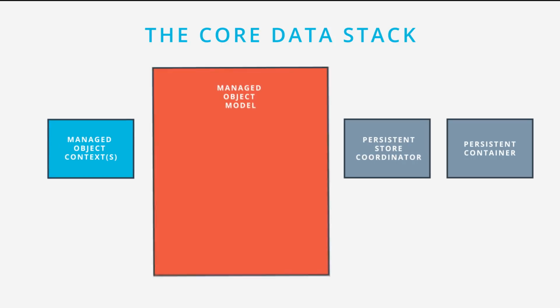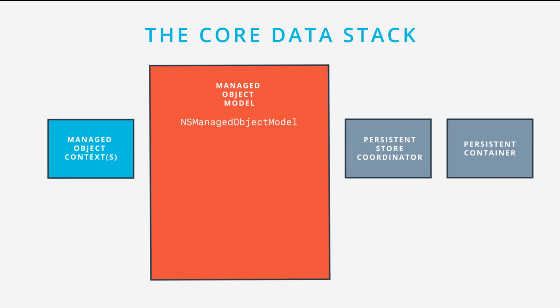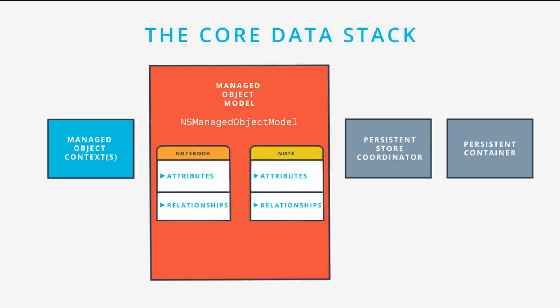Next up is the managed object model, or NSManagedObjectModel. The managed object model describes your data structure and relationships. You'll usually define it using the data model editor in Xcode, just as we did in the last lesson. That model gets saved as an xcdatamodeld file in your project and compiled down to an momd file that loads into your app at runtime.